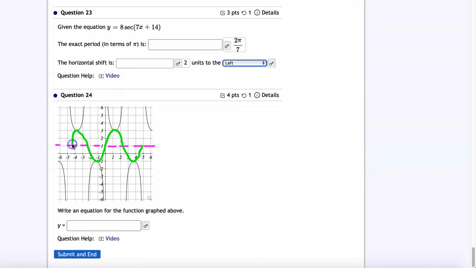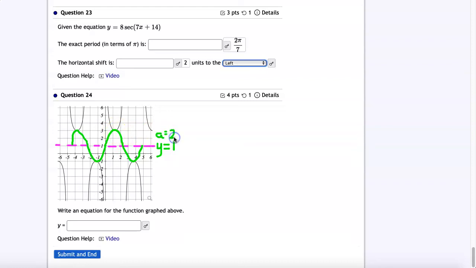What I need to do, in addition to noticing that I'm going to have a shift up by 1, I need to first also look at the amplitude. Since from 1 to 3 I have a distance of 2, I know my amplitude is going to be 2.